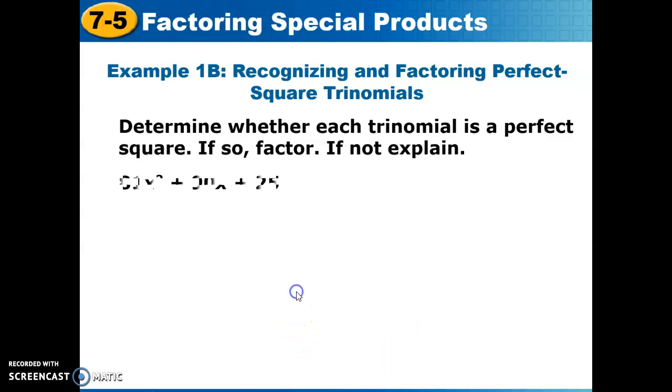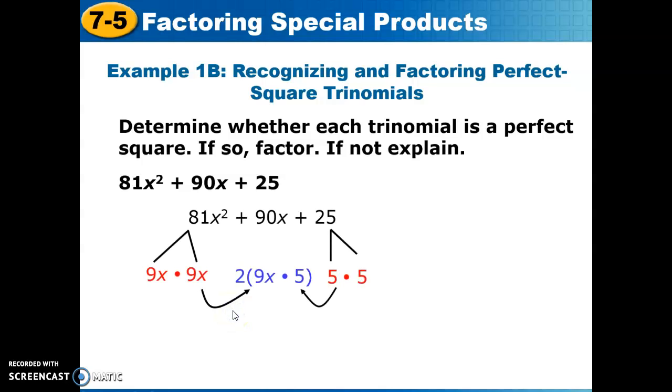Okay, next one. 81x squared plus 90x plus 25. 81x squared is a perfect square, 25 is a perfect square, so we have to figure out if our middle term is equivalent to 2 times a times b, or in other words, 2 times 9x times 5. And when we do that, we do indeed get 90 as our middle term. 9 times 5 is 45. 45 times 2 is 90. So we do have a perfect square.